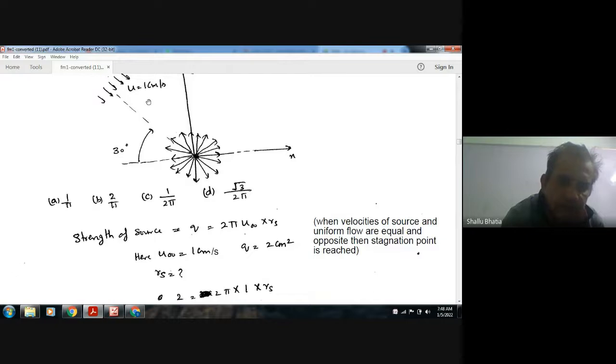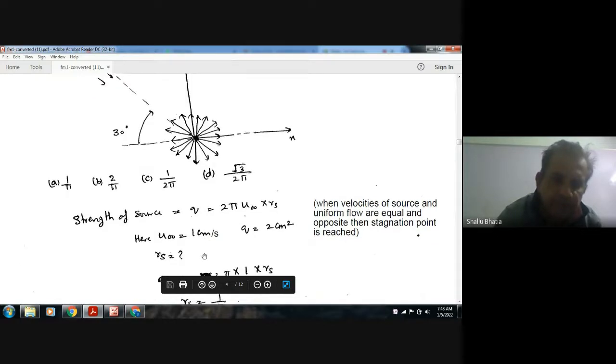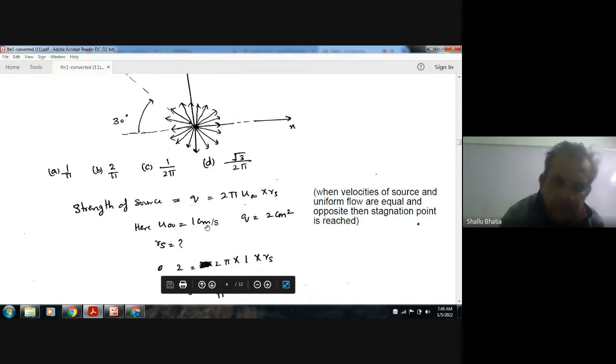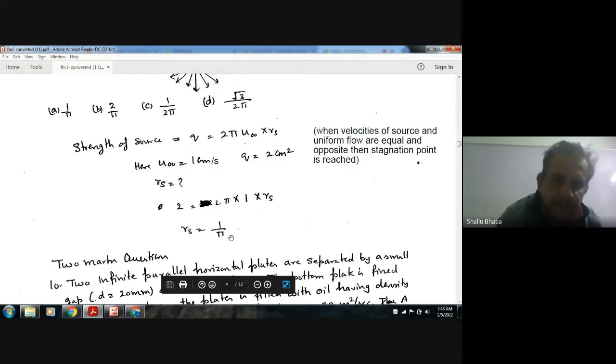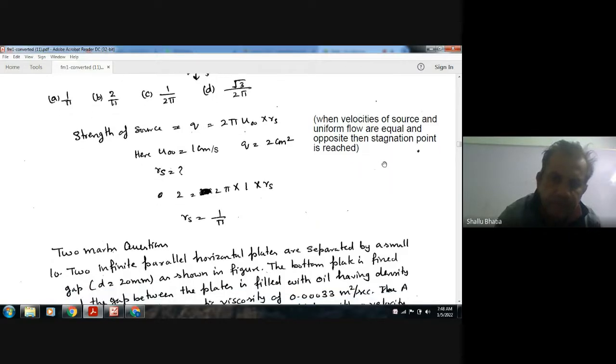Okay, and this velocity and this velocity are equal. Then the stagnation point is reached. So this velocity is given as 1 centimeter per second, and this velocity is also 1 centimeter per second. So put q equal to 2 centimeters here. Now putting u infinity as 1 centimeter per second and q as 2, we can find out rs, and rs will be 1 by pi. Okay, next.